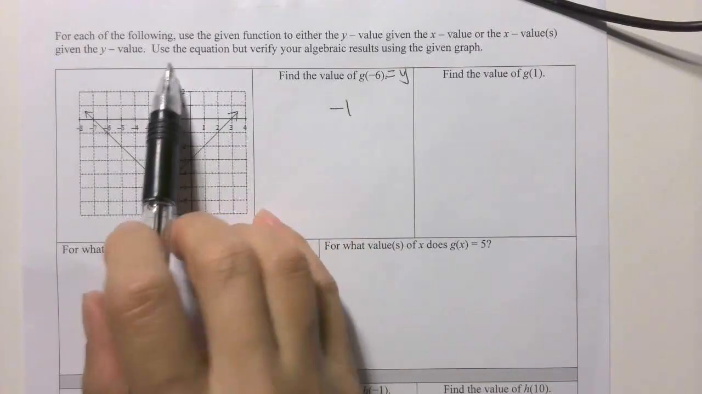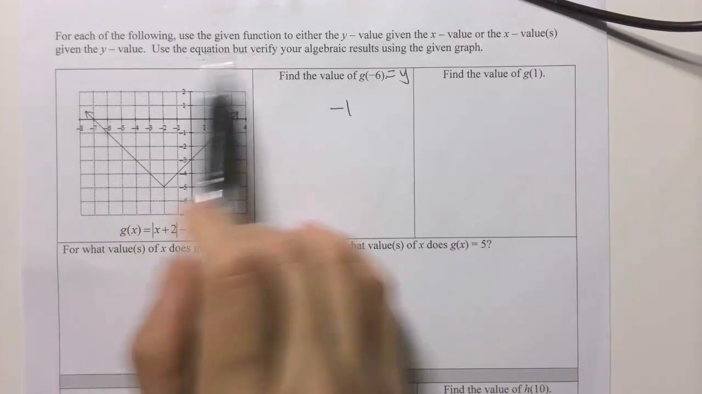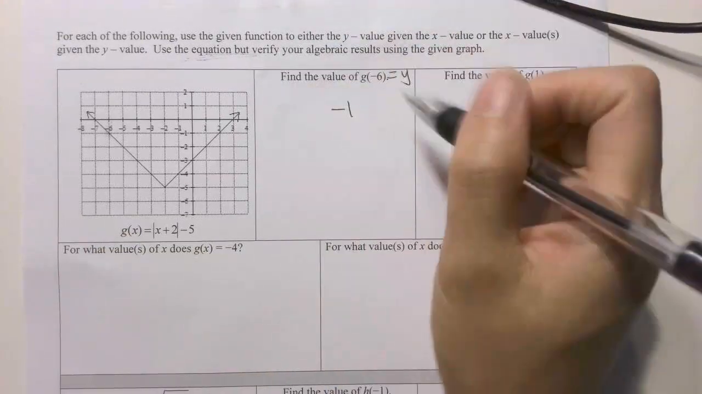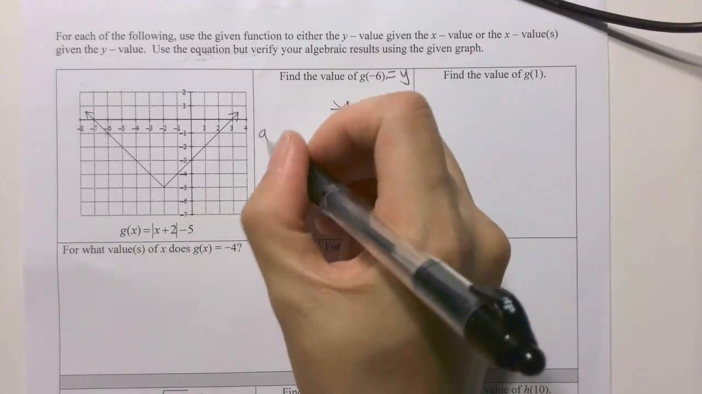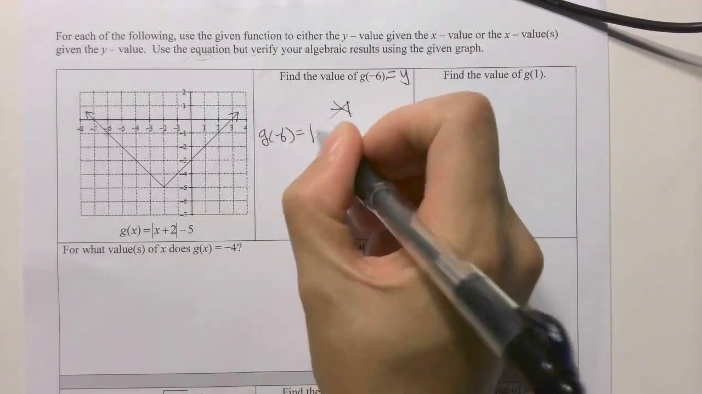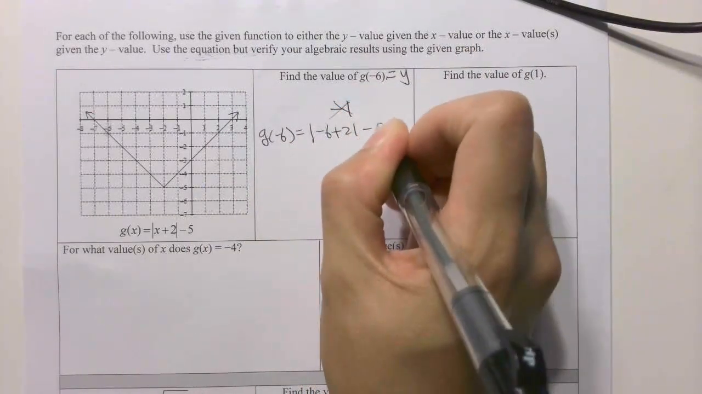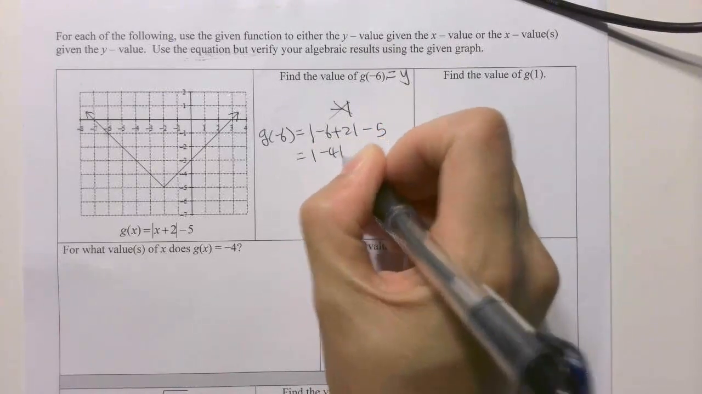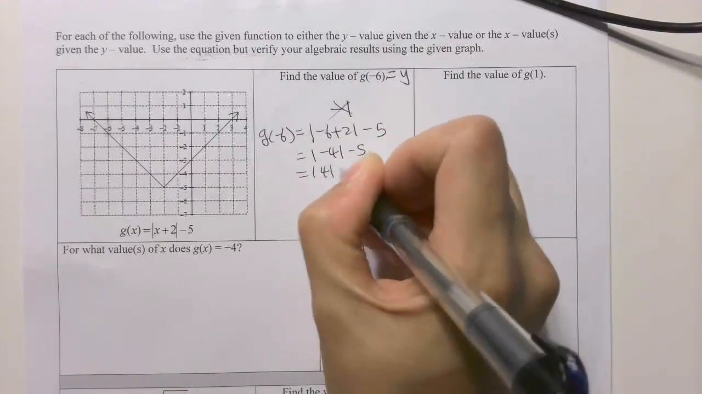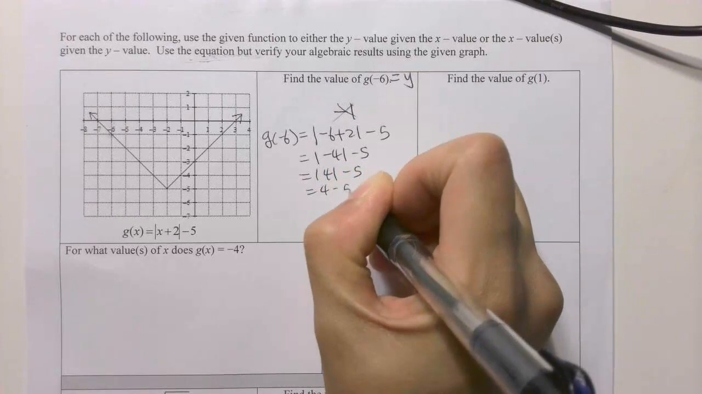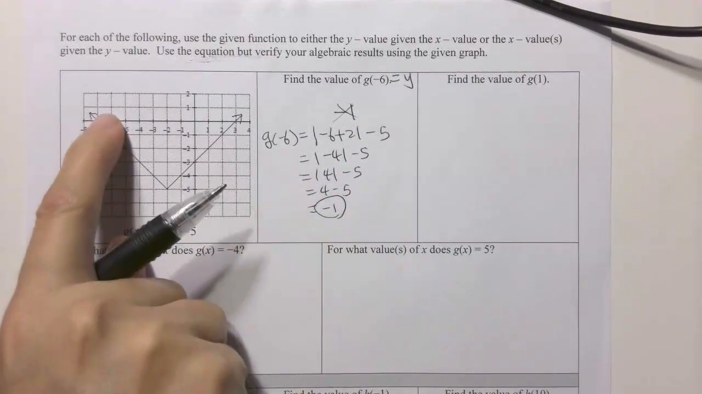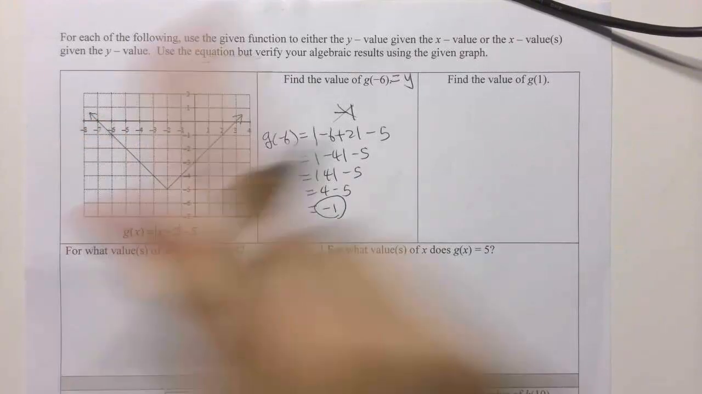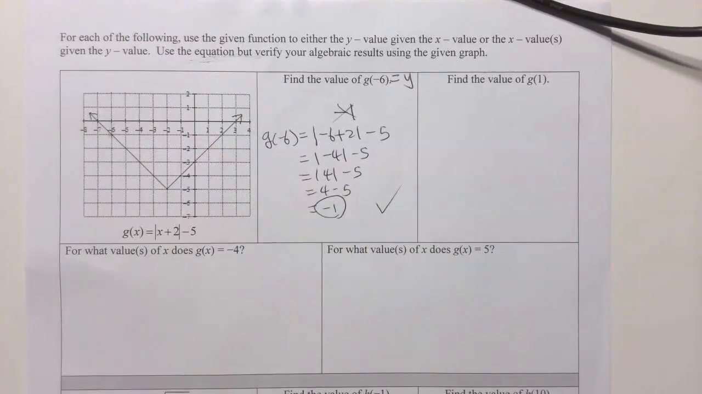Oh, I didn't read the direction. It says use the equation to verify. Okay, so I shouldn't use the graph. I should use the equation. Let's go. g of -6 is equal to, take it, plug it into the x. -4 minus 5, which is -1. So my y value is -1. Look at the graph. When x is -6, the y value is -1. Check. I'm just going to use the graph to check it.